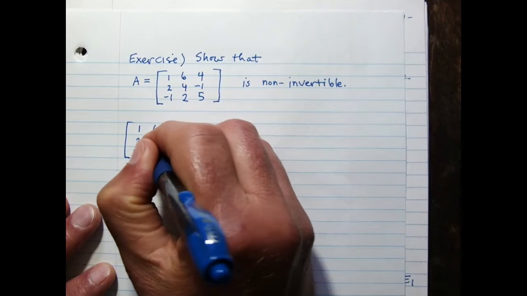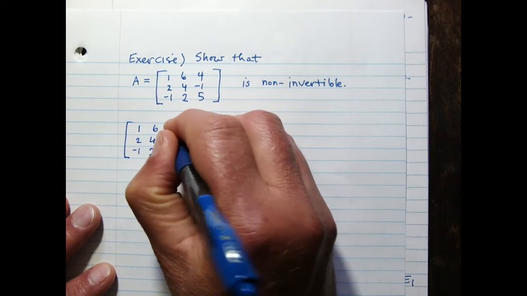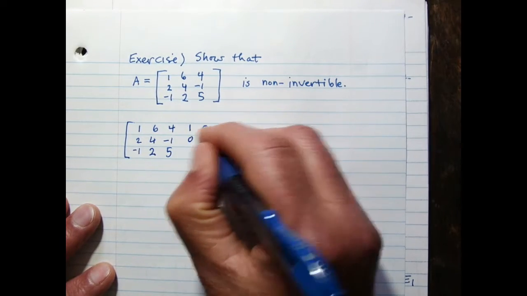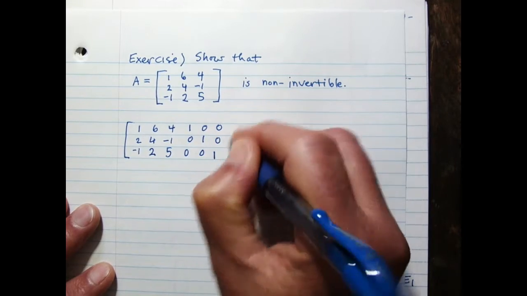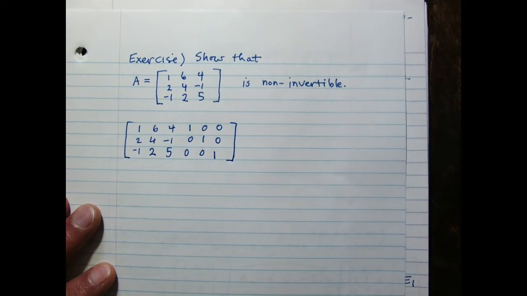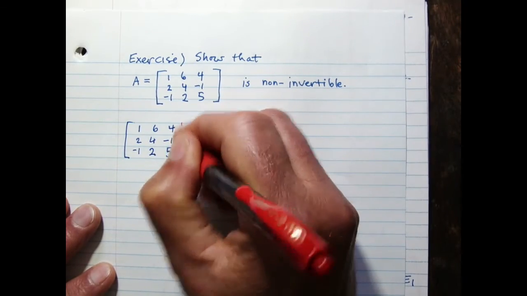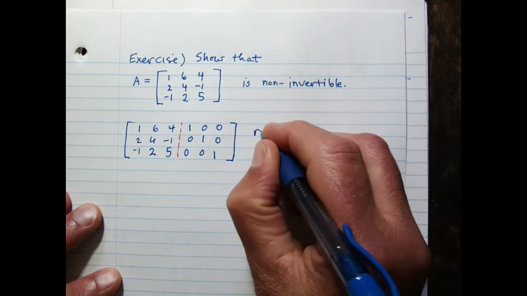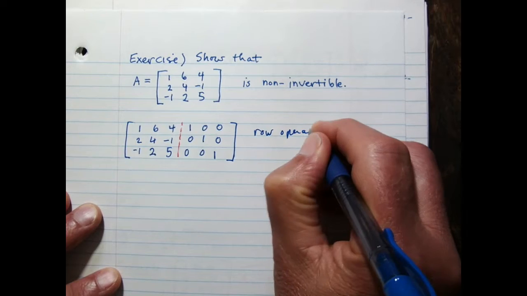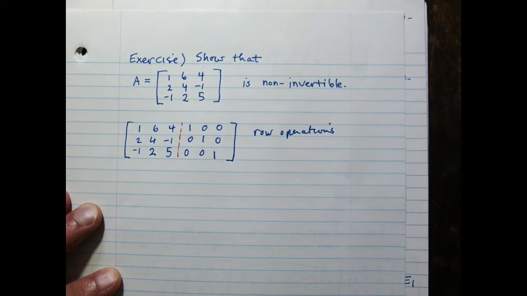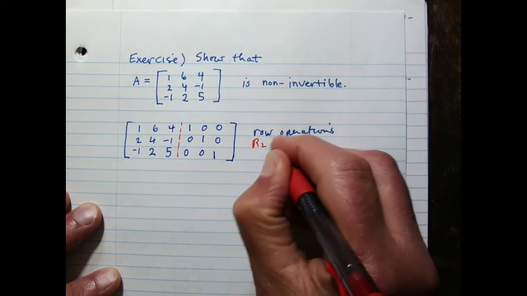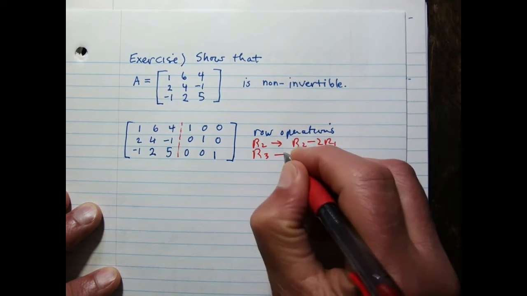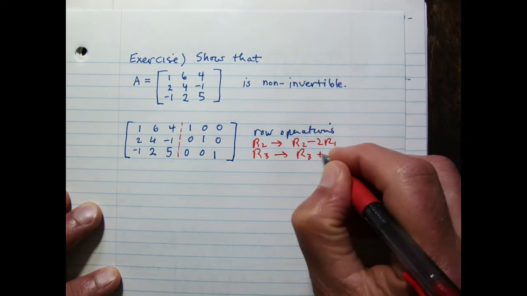This is another 3 by 3, like our previous example. So I'm going to write these columns next to 1, 0, 0, 0, 1, 0, 0, 0, 1. And again, if you like to put the dotted line in, you can, and some people put that all the way through the process. And now we're going to apply our row operations. I'm going to take row 2 and replace it with row 2 minus 2 times row 1. Row 3 I'm going to replace with row 3 plus row 1.